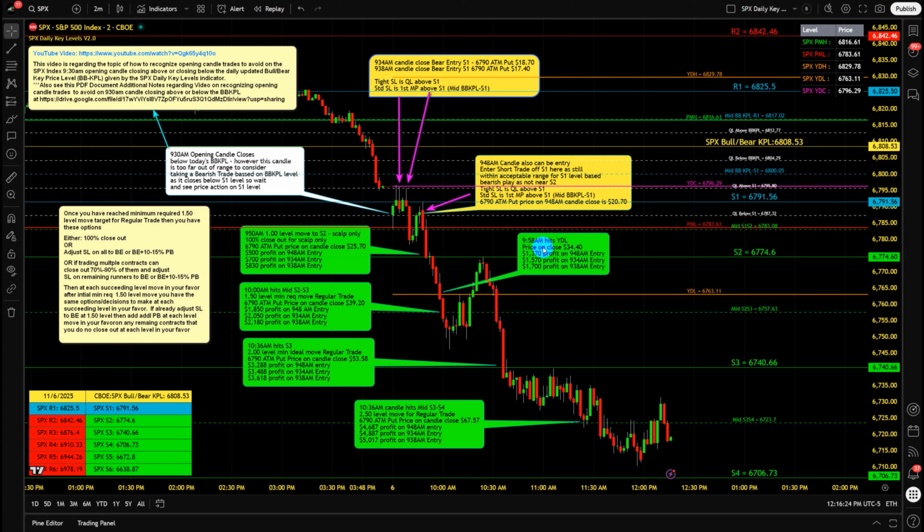Now on this particular 9:58 candle close, the at the money 67.90 put was $34.40. So that is a $1,370 profit on the 9:48 a.m. entry if you use that one, a $1,570 profit on the 9:34 a.m. entry if you use that one instead, or a $1,700 profit on the 9:38 a.m. entry if you use that one instead.